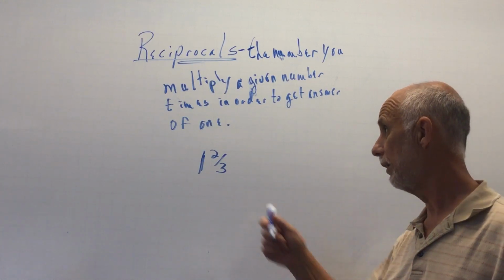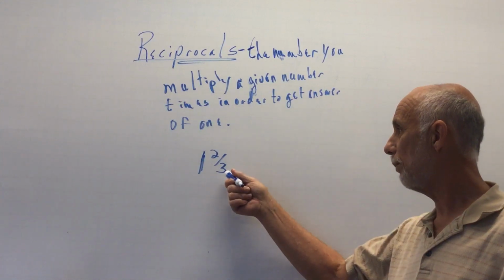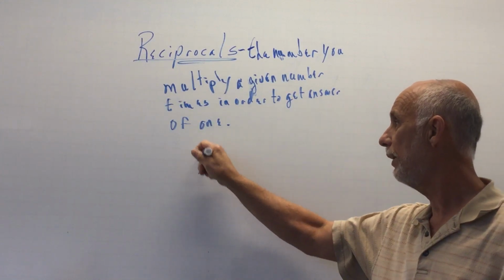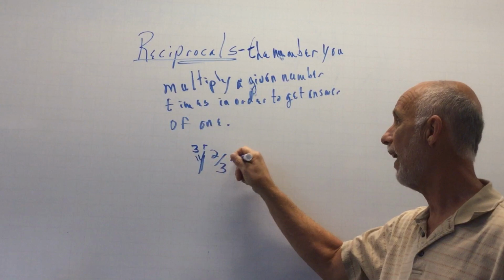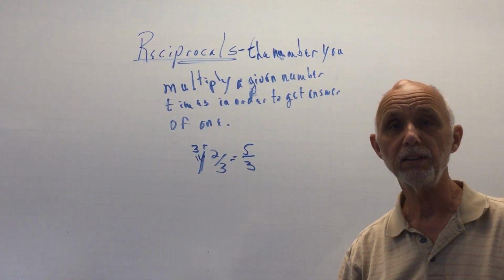So the first thing I have to do here is make 1 2/3 into an improper fraction. Multiply 3 times 1 is 3, plus 2 is 5 over 3. So the fraction is 5/3.